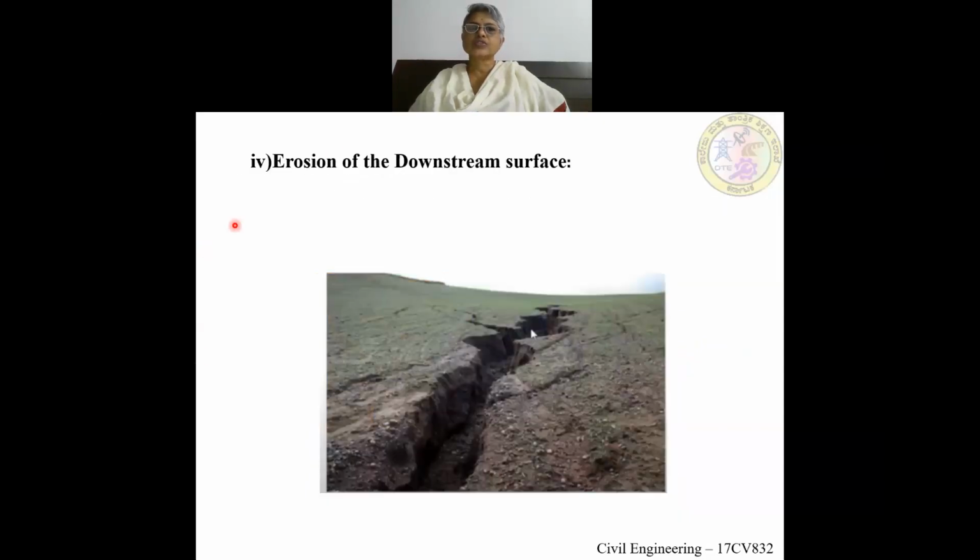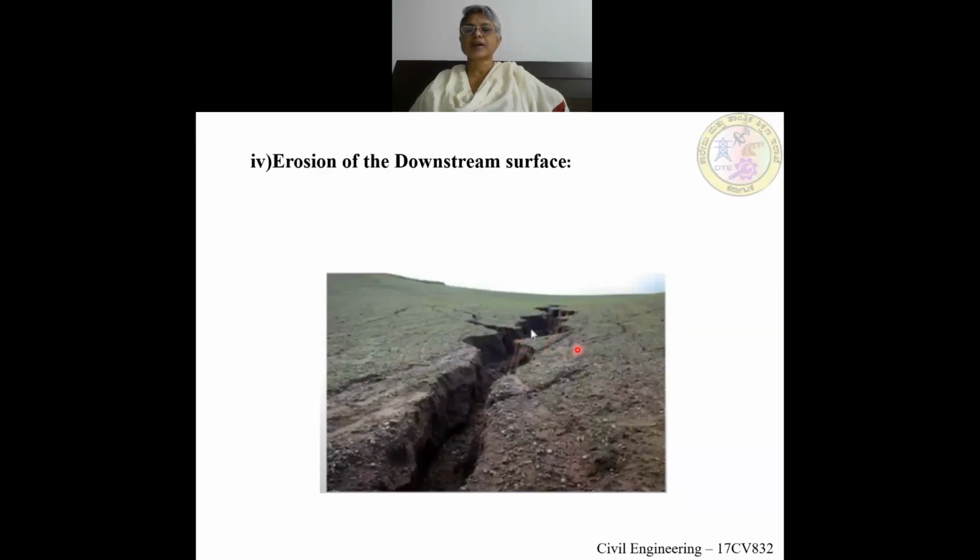Next is erosion of the downstream surface. See, this is the downstream surface of the dam. You can see some gullies are formed. These are called gullies. This is basically because of rainwater action. When the rain comes, the rainwater will start flowing down the downstream side, and the gullies will be formed like this. So how to prevent this?